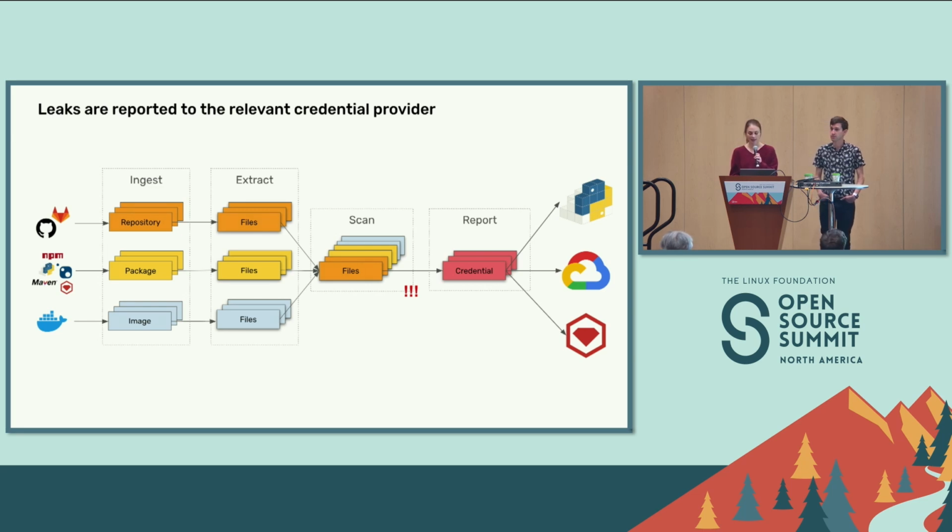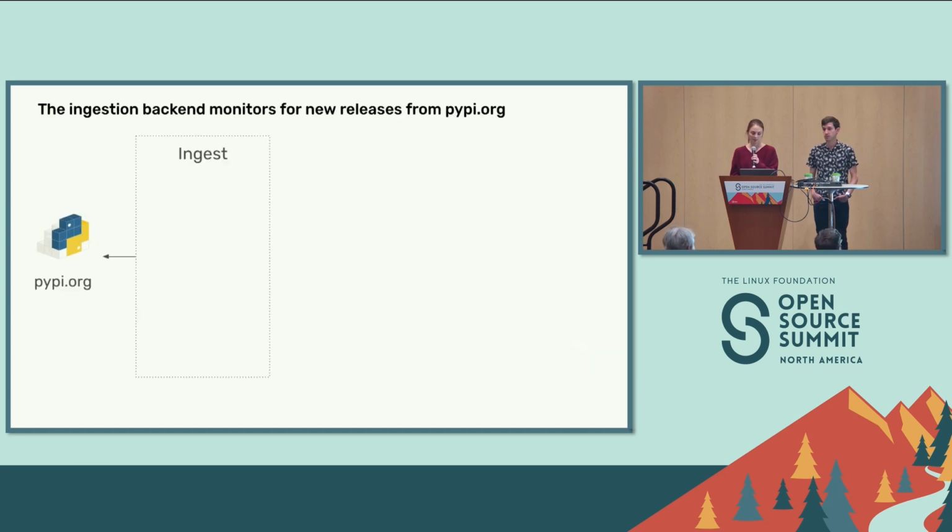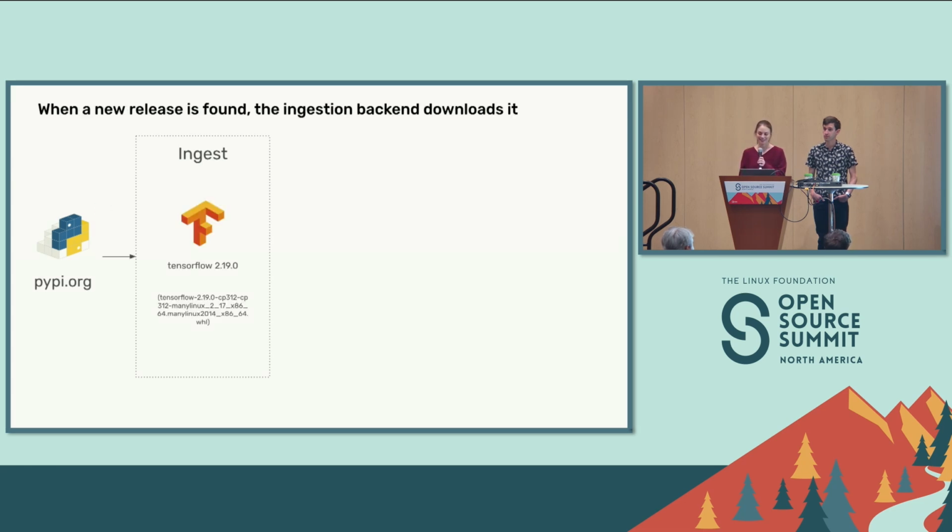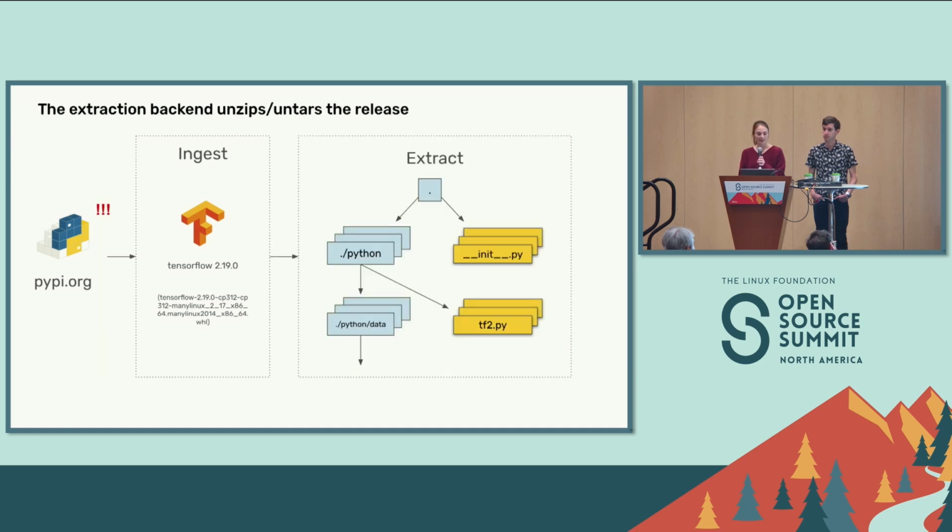Let's take a look at how this pipeline might work in practice, and we'll use a PyPI release as an example. The ingestion backend monitors pypi.org to discover when new releases are published. When we see a new release, the ingestion backend downloads and saves it. And in this case, this is a PyPI wheel file, which is just a zip. So the pipeline unzips it and inspects it to produce an index of each file and directory.